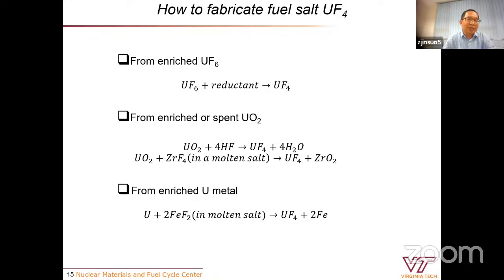Another way is to use enriched uranium metal. You can use any oxidants that react with uranium and form UF4. One oxidant is iron fluoride, FeF2. FeF2 can react with uranium metal to form UF4 in the molten salt. You have to put FeF2 in the molten salt, and then you put in uranium metal. Uranium metal will dissolve, and the iron metal will be precipitated out.